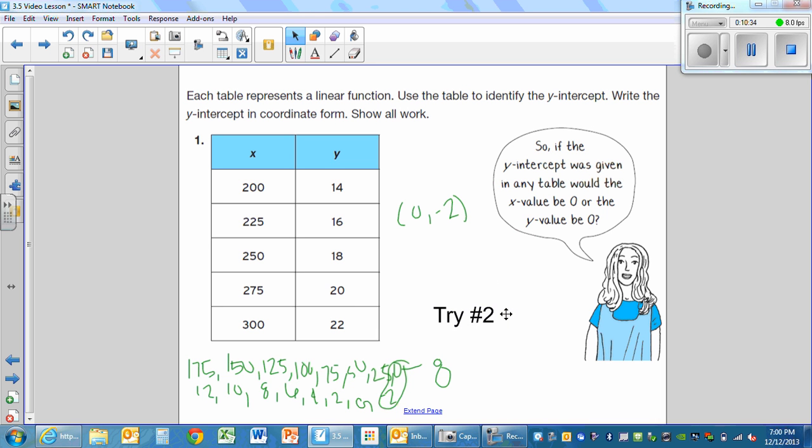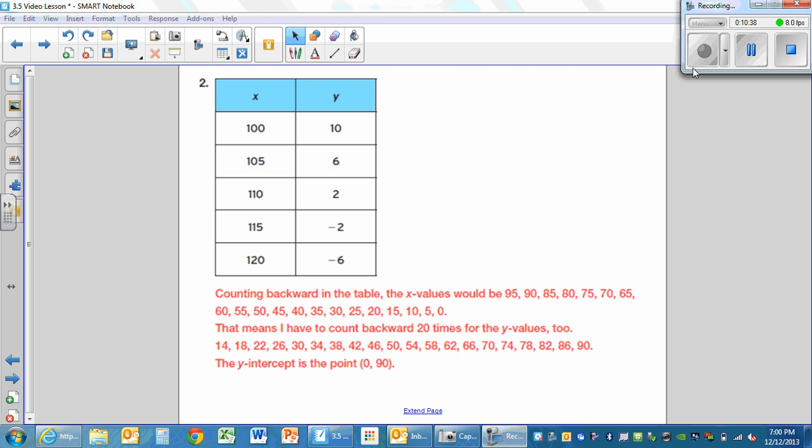Try number 2 on your own. When you're done, press play to check your answer. Here's your answer to number 2. You should have gotten the ordered pair of 0, 90. Again, they were counting backwards. Your x values were counting backwards by 5, and your y values were counting back by 4. And then you had to make sure that you counted back 20 times on each side.